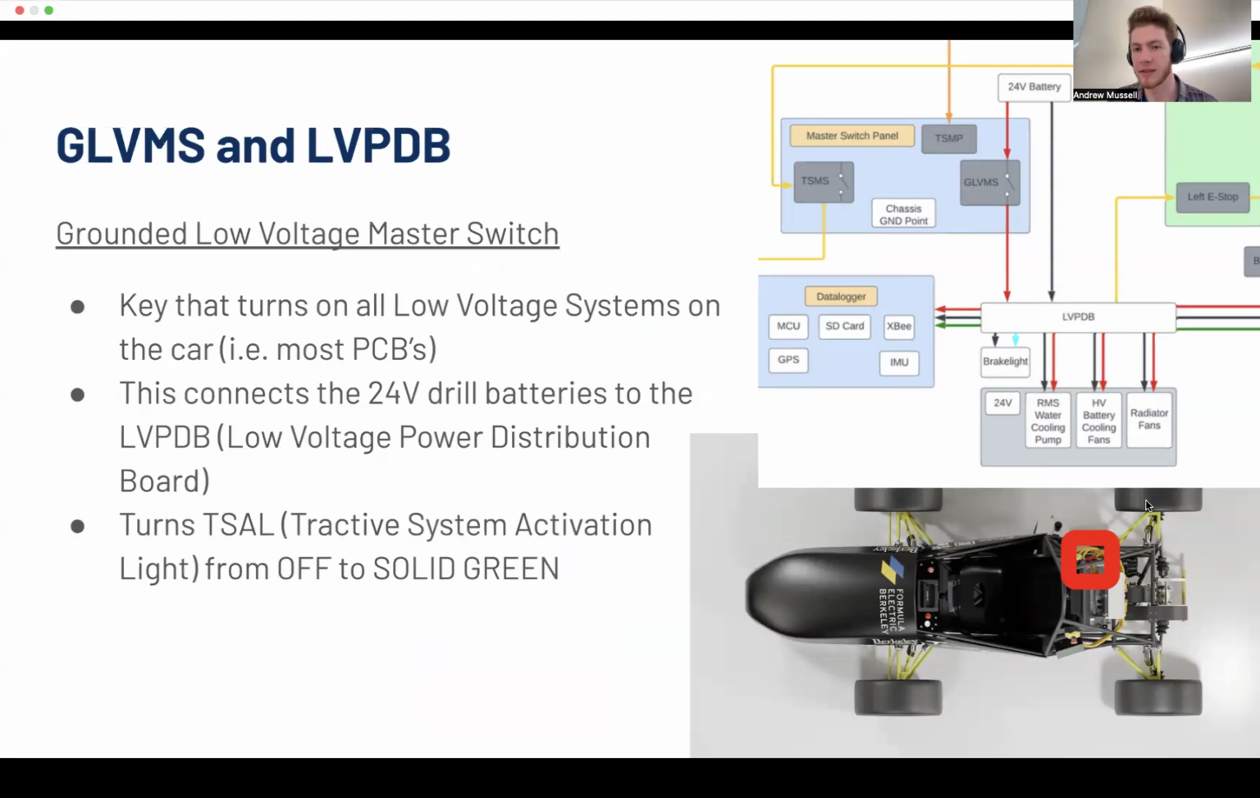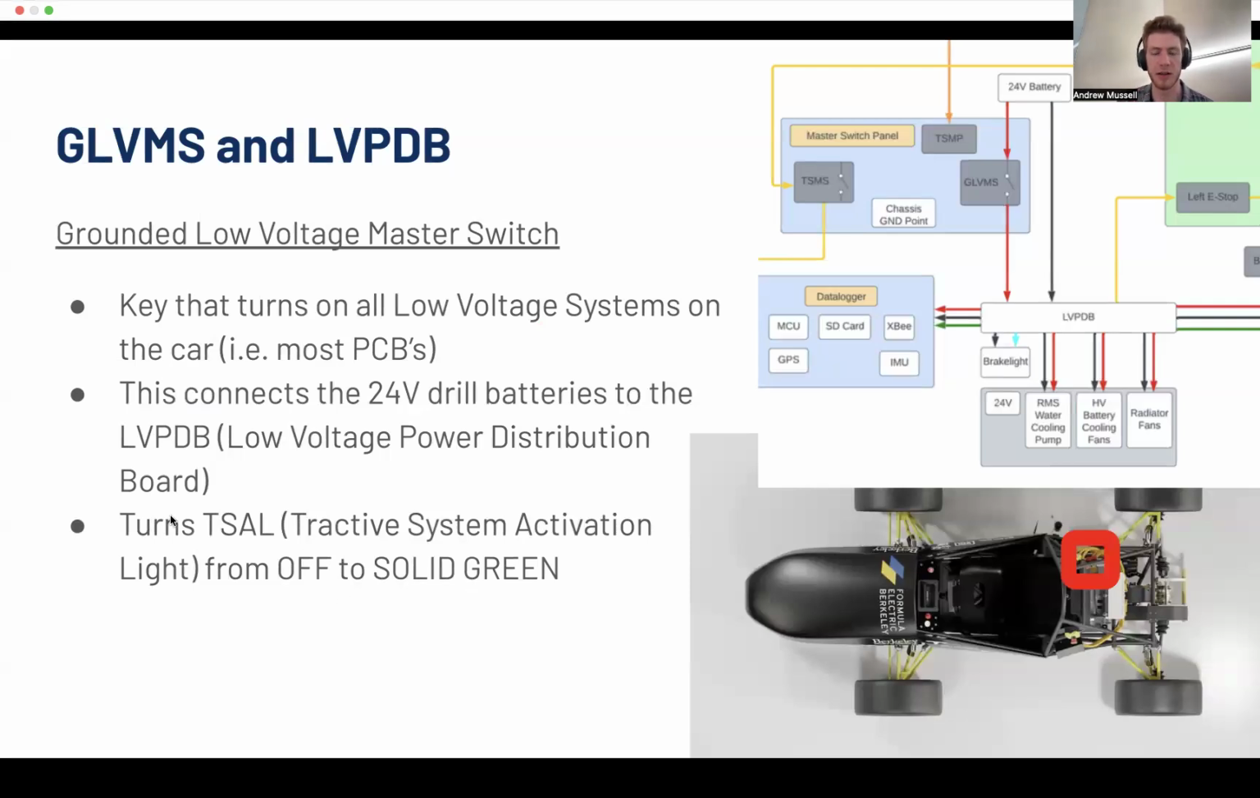Sorry, Evan did this slide deck. Here's the actual, okay, I'll make sure to do this for the rest of them. So as you can see on the car, the red box is where the master switches are. This is the key that turns on all low voltage systems, which is basically most of the PCBs. It connects the 24-volt drill batteries to the LVPDB.